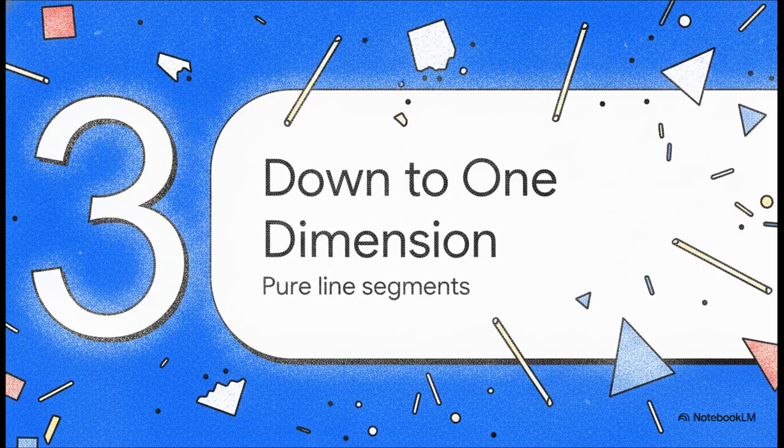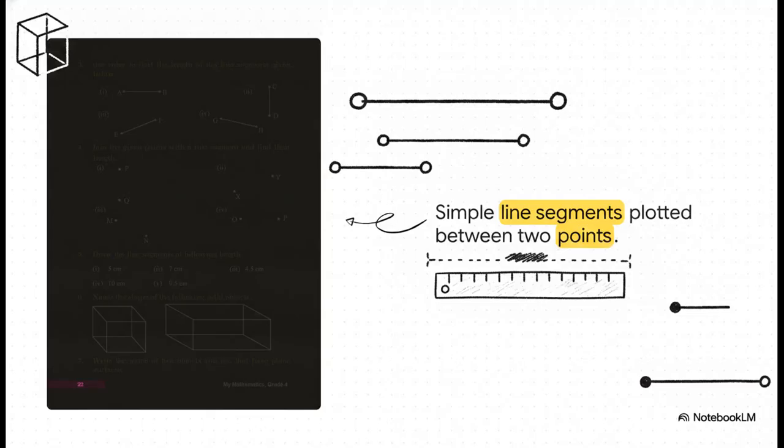Which brings us to Section 3, down to one dimension. But what happens if we take that physical straw model and completely destroy it?